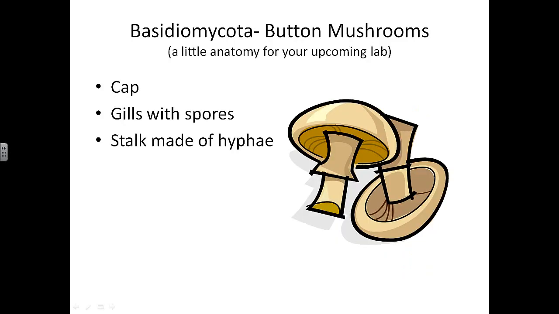Now, just a side note, because we're going to be dissecting mushrooms, you should label this on your picture. The cap of a Basidiomycota button mushroom is this top part up here. The gills are represented in this yellow portion, and inside those gills you have spores. You'll be looking at a gill in your lab, you'll take it out and then examine it under the microscope. The stalk is made out of hyphae, those thread-like filaments all bundled up together into that structure where you'll be able to pull it apart and take a look at those pieces as well.